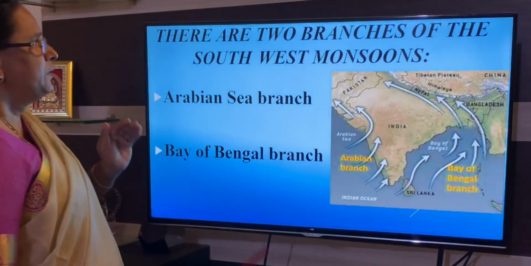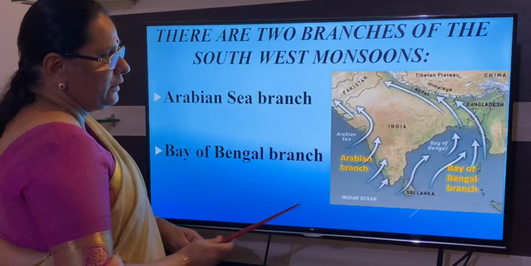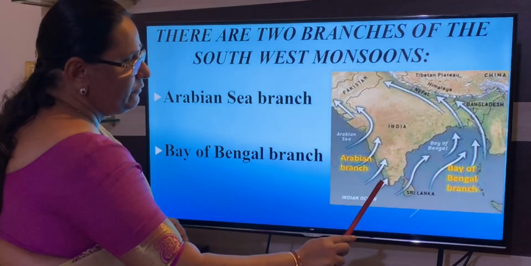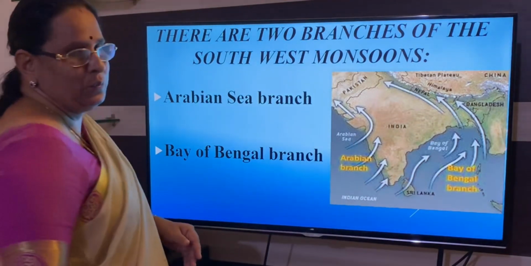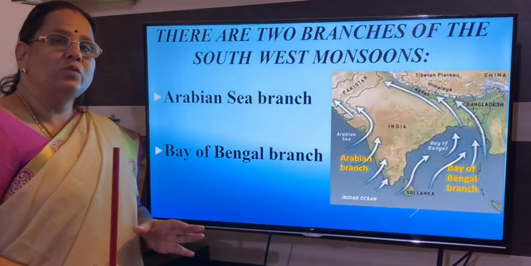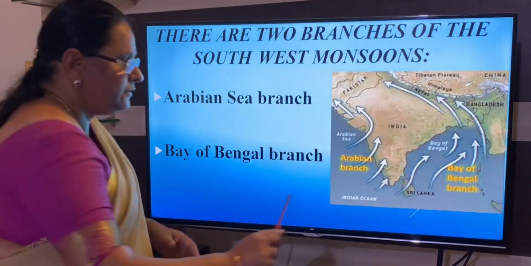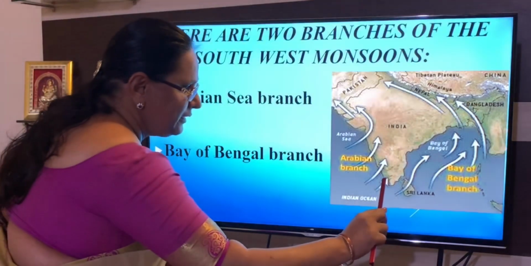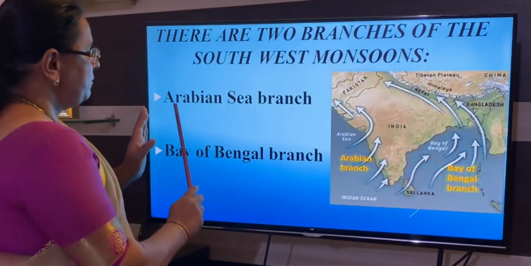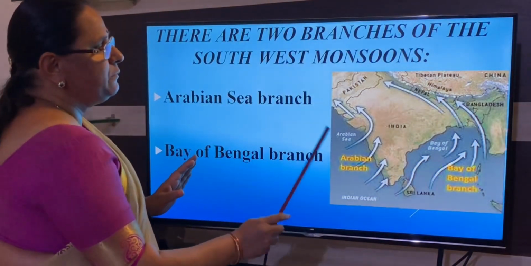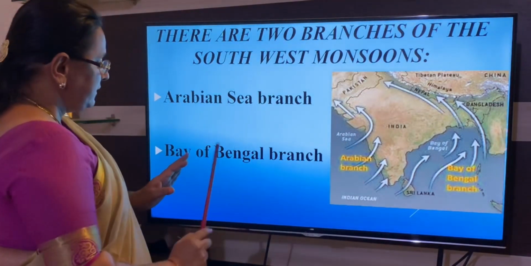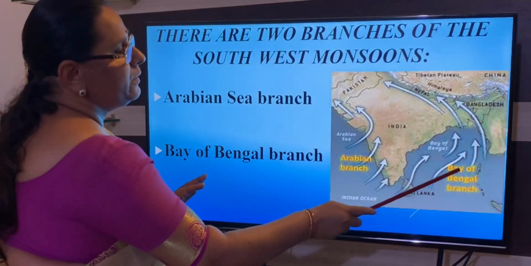The next point. As these winds are blowing towards the southwest, as they are entering India, the wind gets divided into two. So there are two branches of the southwest monsoon season. As the wind starts blowing from here, as they are reaching India, they will be divided into two branches. The one branch will be called the Arabian Sea Branch. This one children, Arabian Sea Branch. The second one is called the Bay of Bengal Branch.